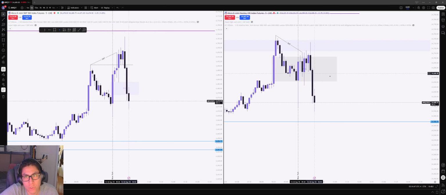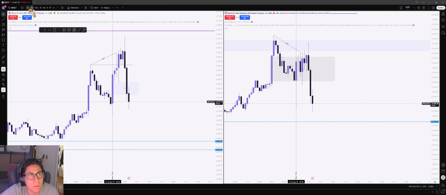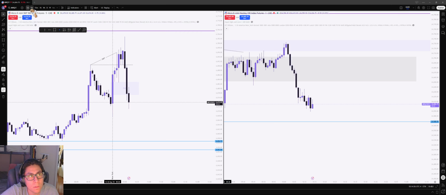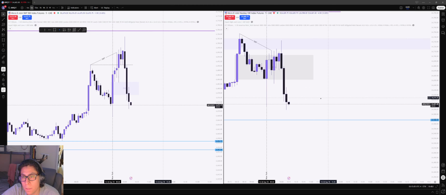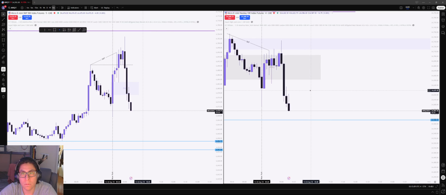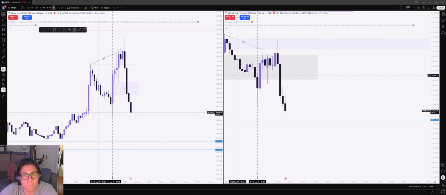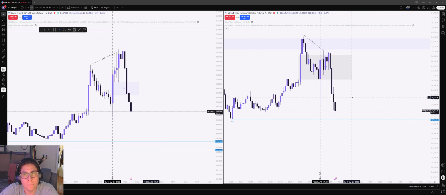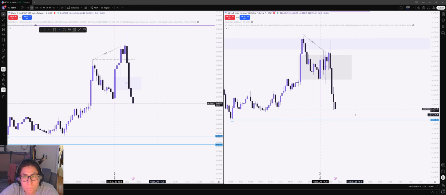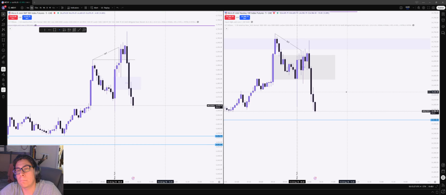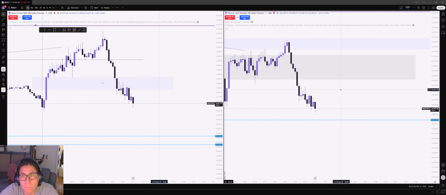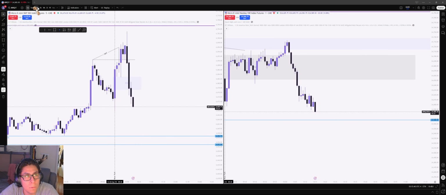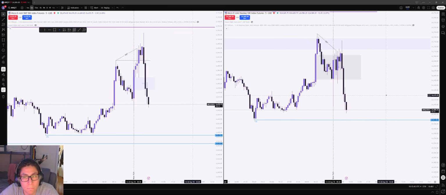We just sliced through this low. I want to see us probably retrace this 5 minute and take a trade somewhere in here. We're taking out these lows down here as well.